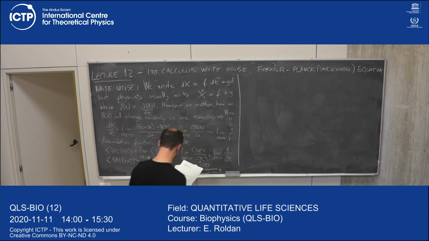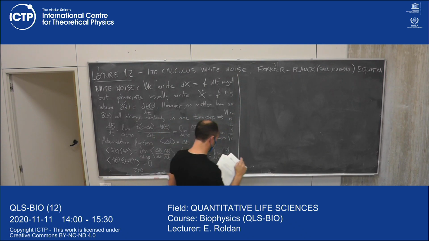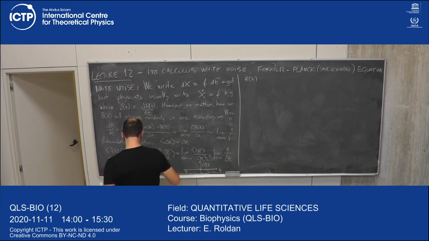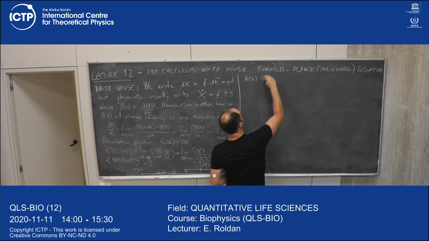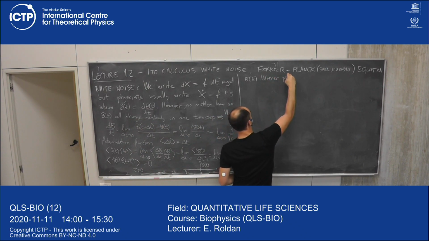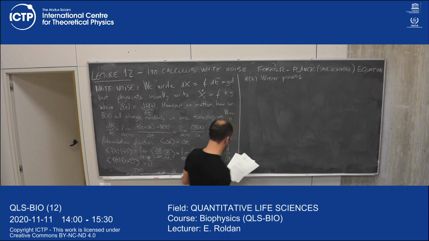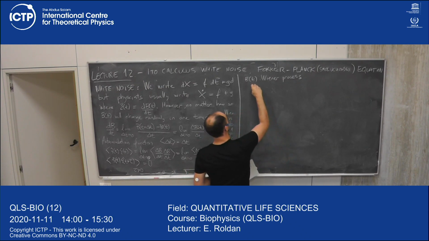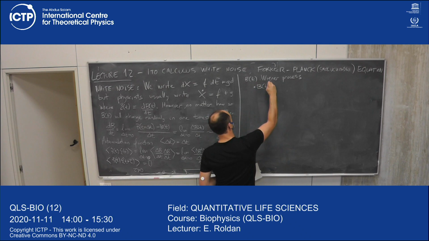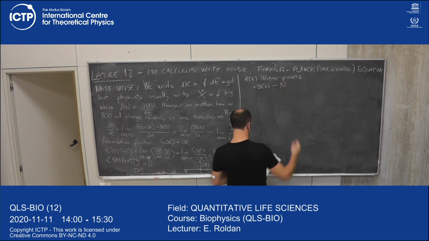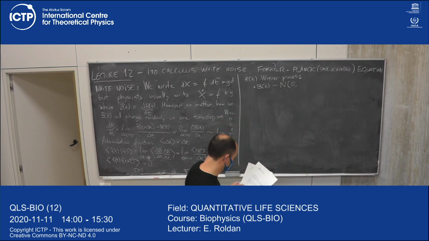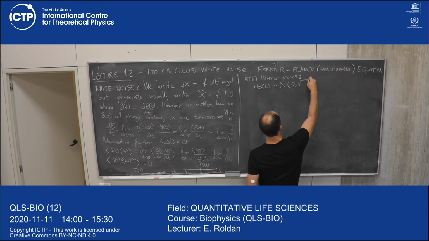So, in order to clarify, I'll say the following. Remember the Wiener process. The Wiener process has the following properties. One is that it is Gaussian distributed. So B of t is distributed like a normal distribution with zero mean and variance t. So standard deviation square root of t. Okay, this is the standard deviation.